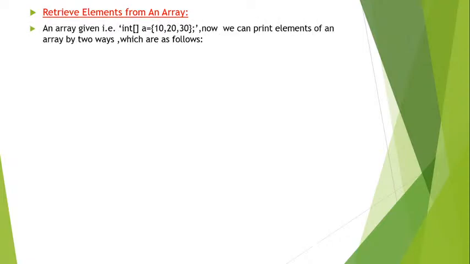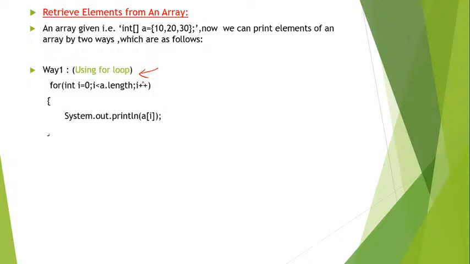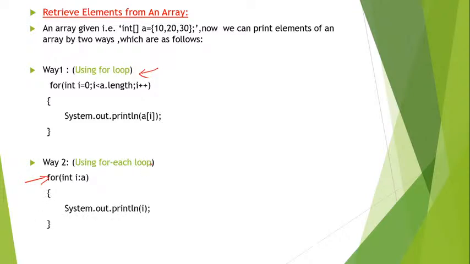Later, if you want to retrieve the elements, that means print them, then we have ways like looping statements. By using looping we can easily print the elements. Here you see, the first way is a simple for loop, and after that they introduced one concept, the for each loop. So you can also use the for each loop for iterating the elements of your array.